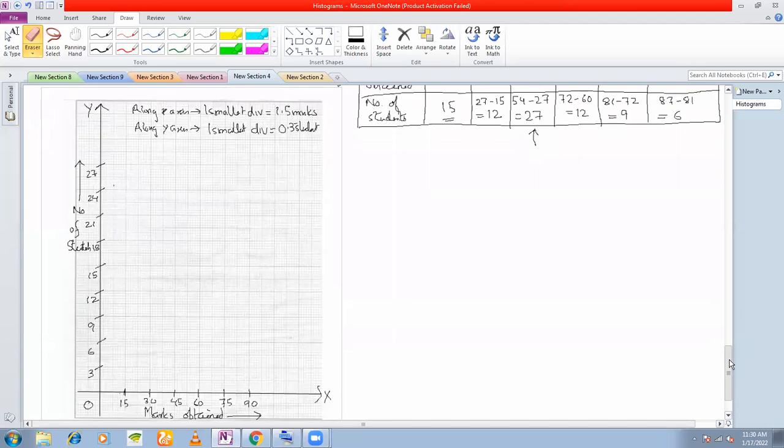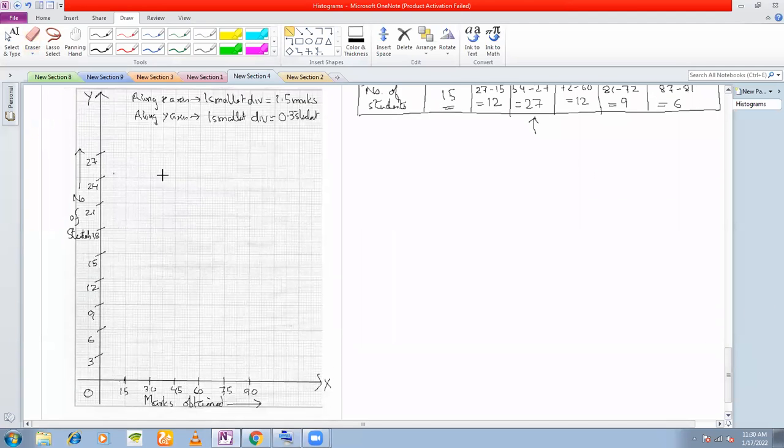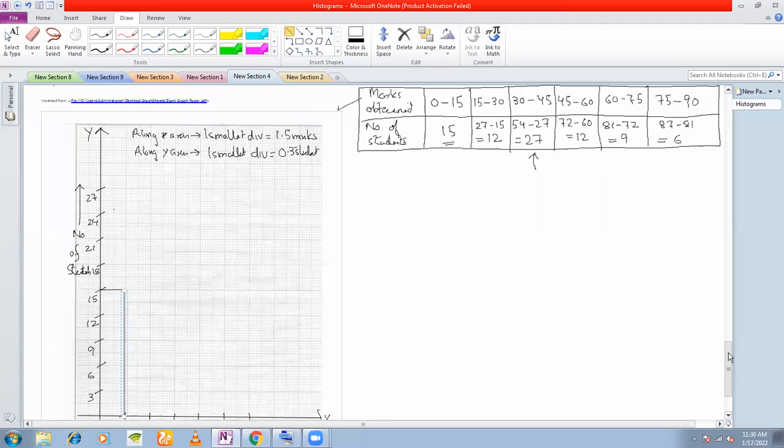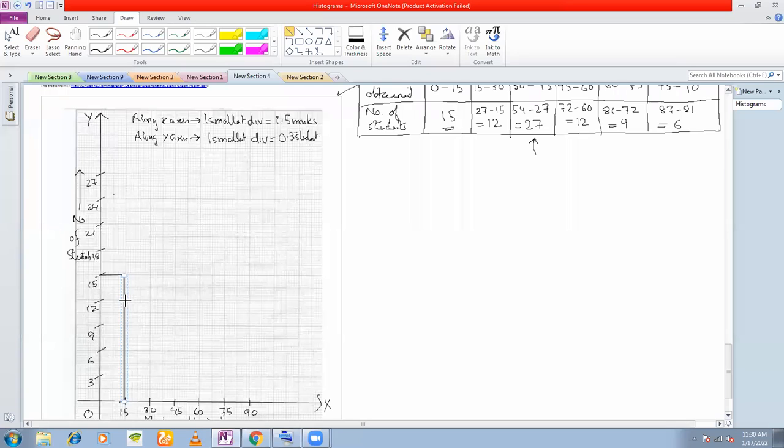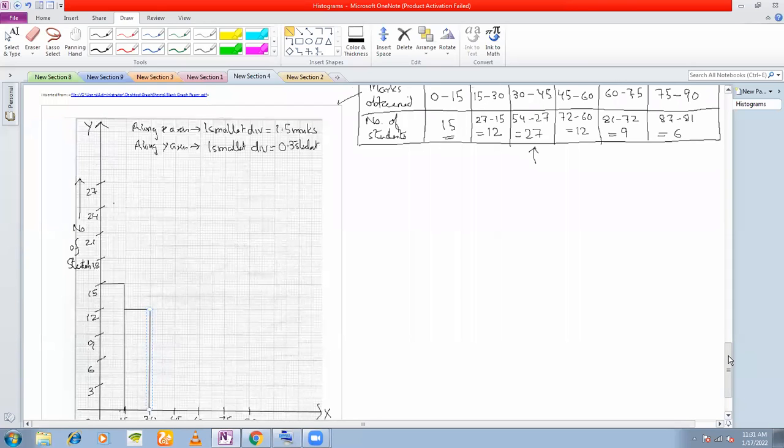0 to 15, frequency is 15. So from 0 to 15, you start from here, give a vertical line here from 0 to 15. And then at the end here, drop a perpendicular. That is 0 to 15. Next, we have 15 to 30, frequency is 12. So 12, this is the rectangle for 12. See that all the rectangles are overlapping. Do not draw separate rectangles, okay? All the rectangles must be overlapping.